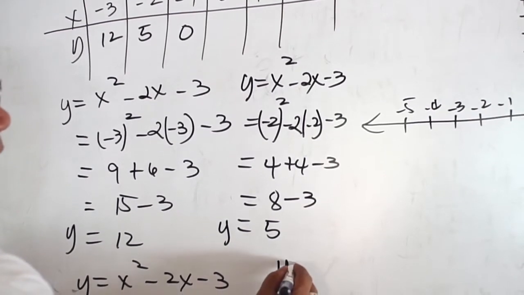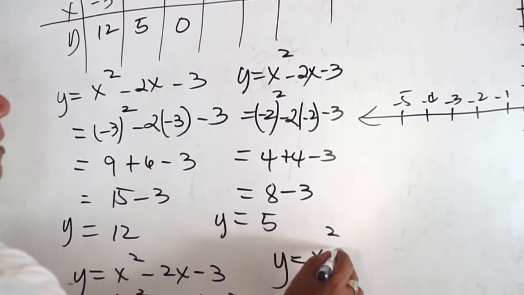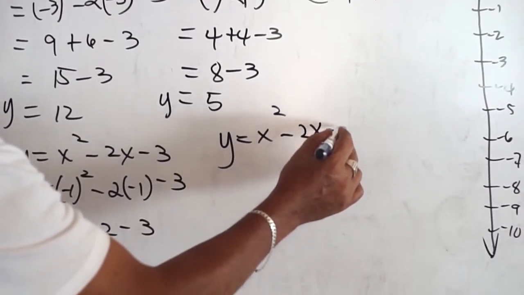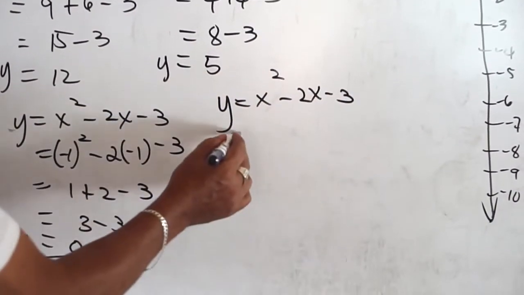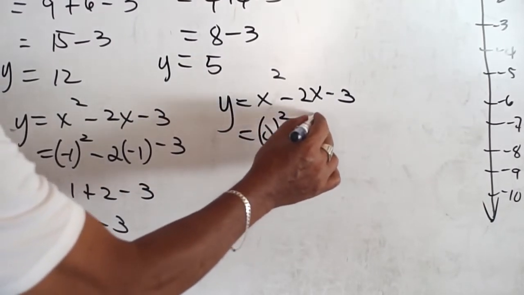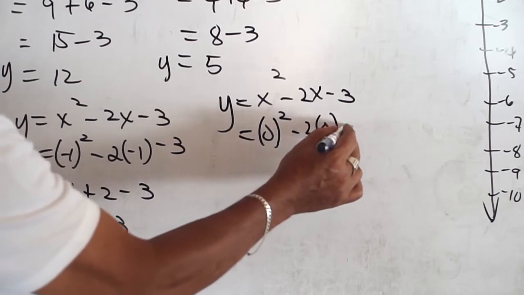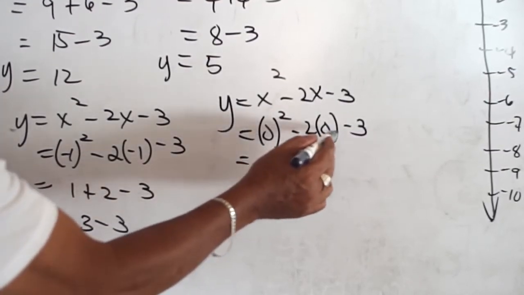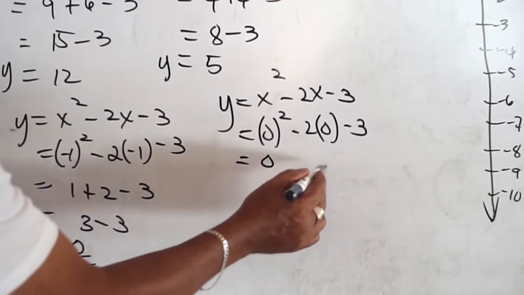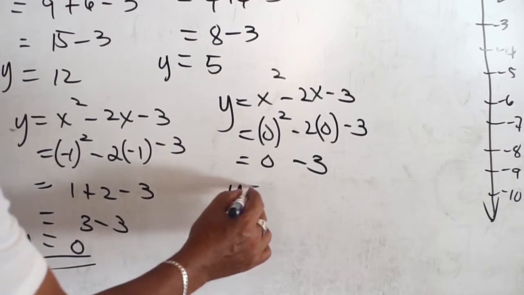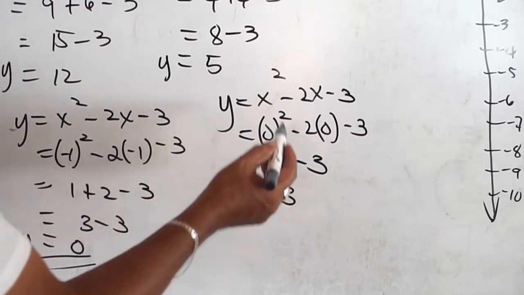Next, if the value of x is 0, we have x squared minus 2x minus 3. So we have 0 squared, minus 2 multiplied by 0, minus 3. The square of 0 is 0. 0 times 2 is 0. Then we have negative 3. So the value of y is equal to negative 3.